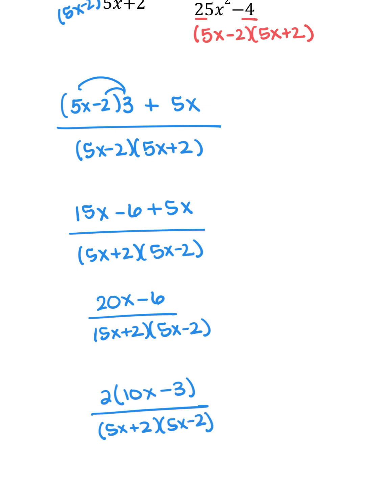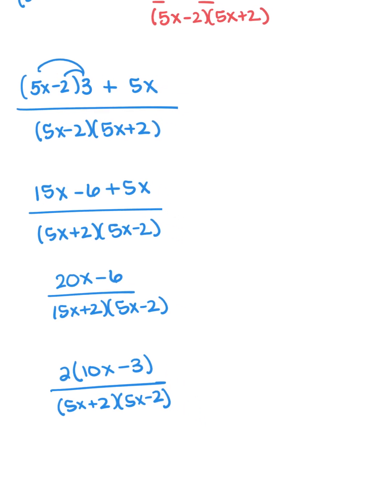I'm not going to be able to cross anything off, but I do still have to get those EVs, those excluded values. X cannot be equal to, remember, I would set that equal to 0 and solve. I'm going to get a positive and a negative 2/5.